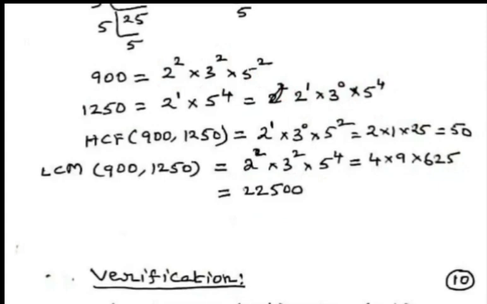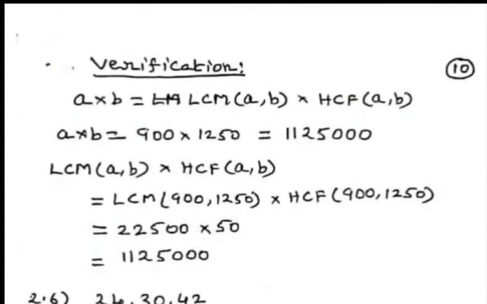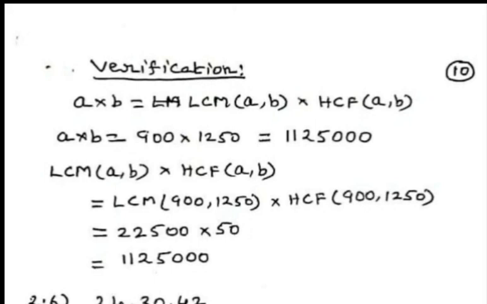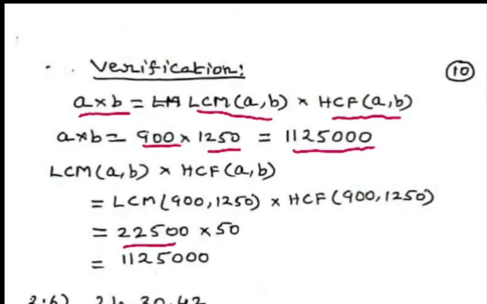22,500. Now verification. The product of two numbers is equal to the LCM multiplied by the HCF of the two numbers. 900 multiplied by 1250 is this number. So the LCM of these two numbers is 22,500. HCF is 50. So when multiplied we get this number. So it is verified.